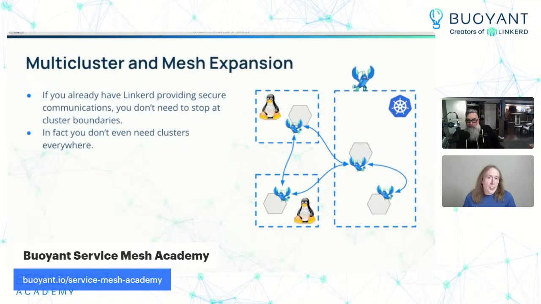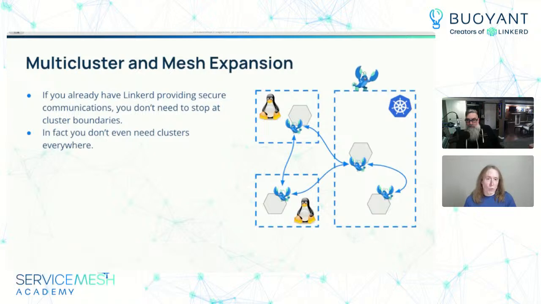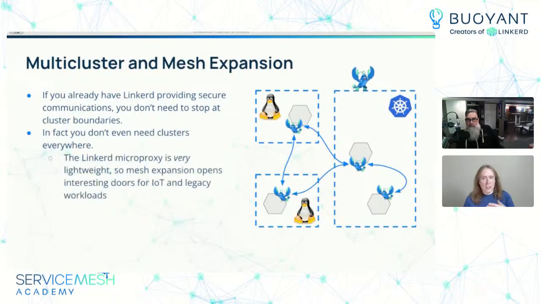There's also the mesh expansion concept where you don't actually need clusters everywhere. You can just take some of these workloads and have them running on Linux boxes instead, which opens a lot of doors to Internet of Things workloads, legacy workloads, migrating workloads into your cluster easily. Bunch of cool stuff going on there. The Linkerd microproxy is really, really lightweight. The demos that I tend to do with it for mesh expansion, I have it running on Raspberry Pis. Works great.